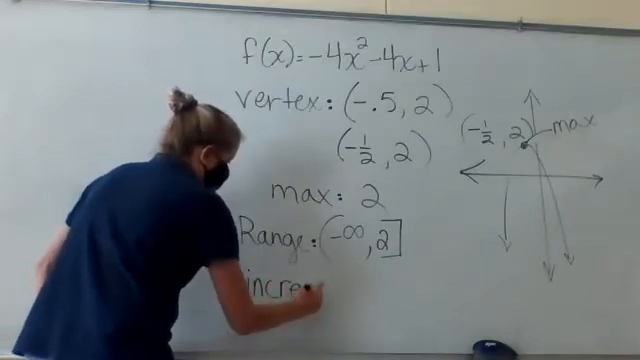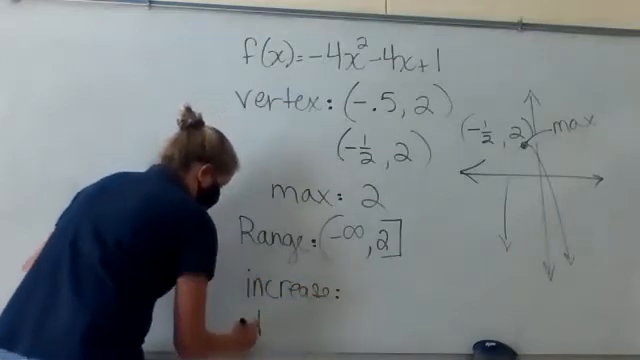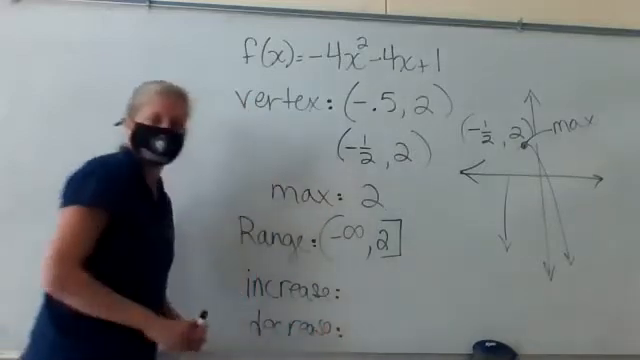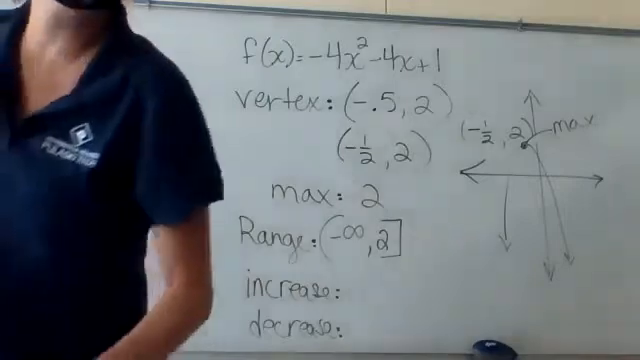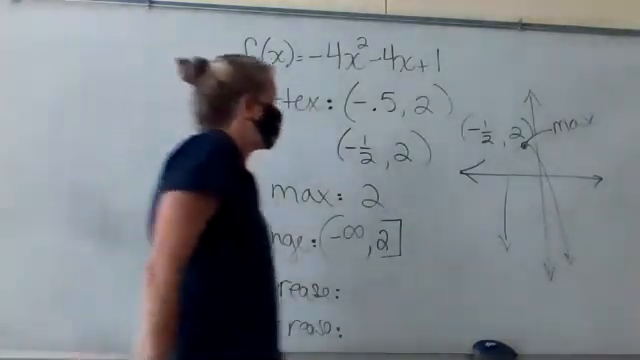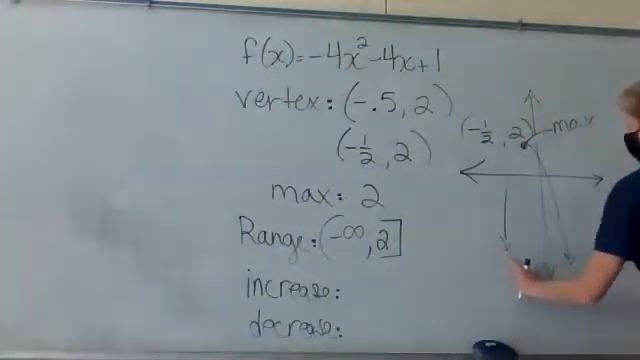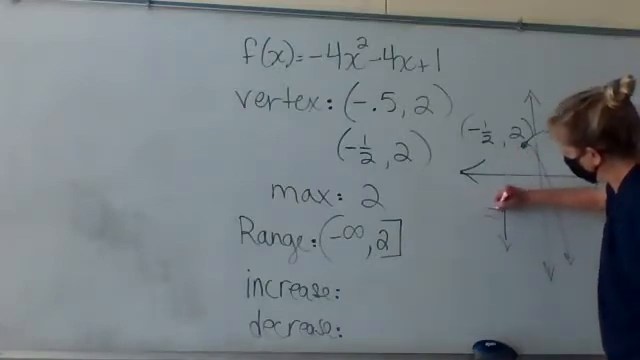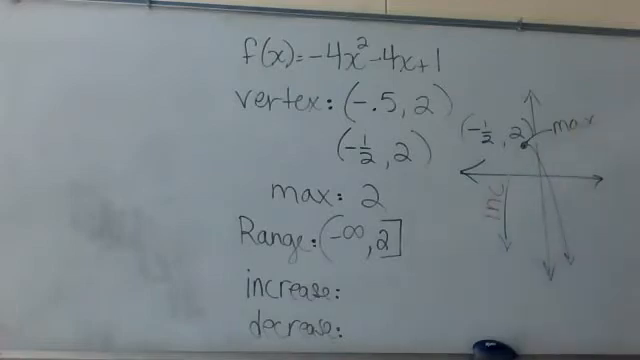And then the increase and decrease of this graph. So let's see. Label it first. What are your y values doing on this side? They're going up until they get to the maximum. So this is your increase side. Once they hit this 2, the y values start going down. So that's your decrease side.